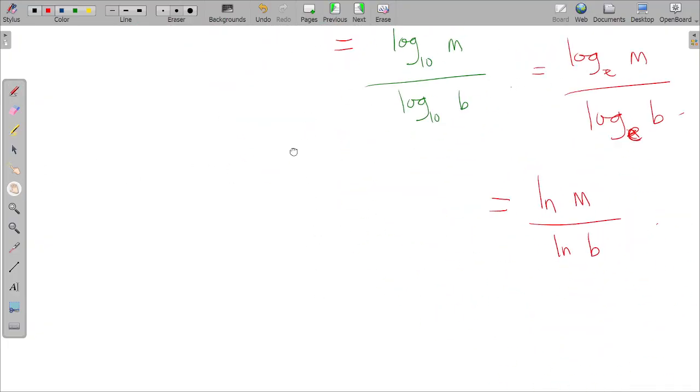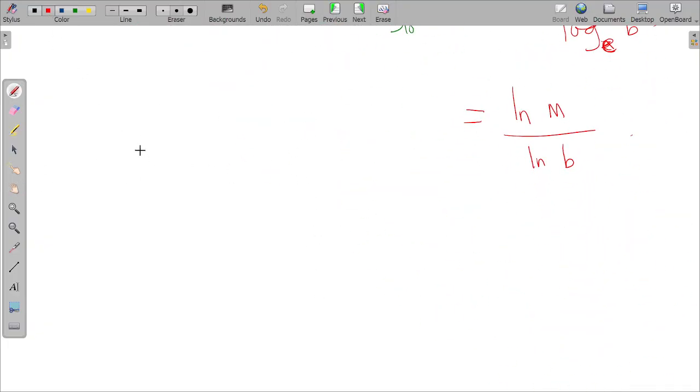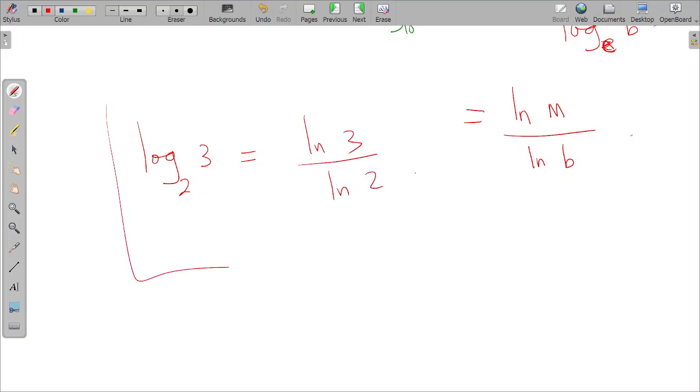That's very important. So when we have log base 2 of 3, this is the same thing as ln 3 over ln 2. Please take note of that.